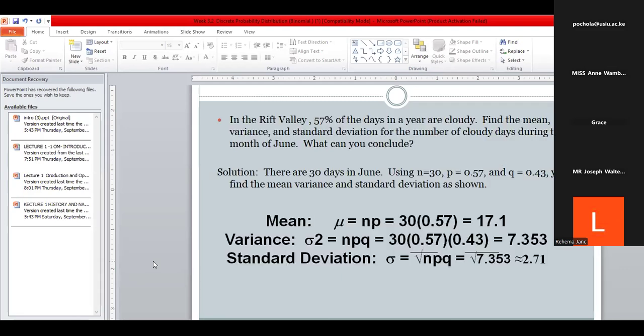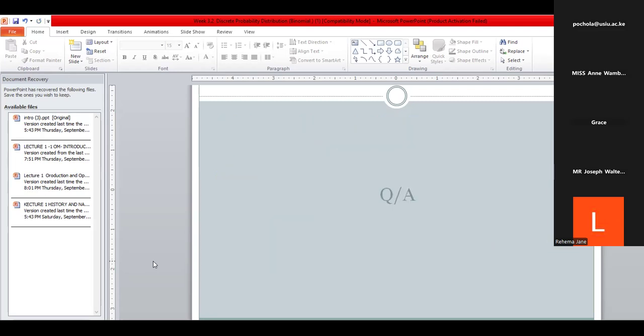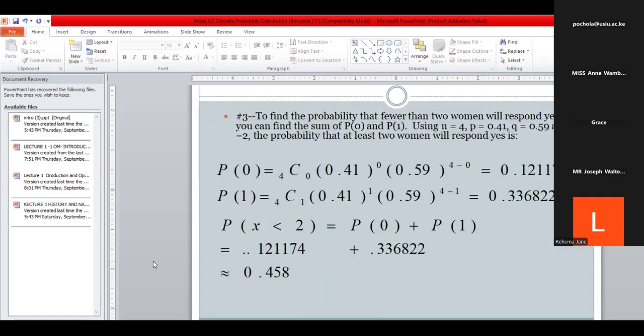And that Rift Valley problem, 57% of the days of the year are cloudy, meaning that's the probability of success. Cloudiness is success, so p is equal to 0.57. Therefore q is equal to 0.43. Find the mean and the standard deviation for the number of cloudy days. np, npq, all that is here, among others. And that is binomial distribution.